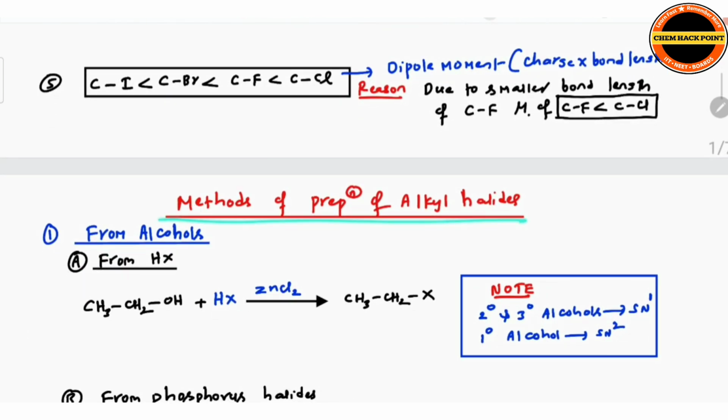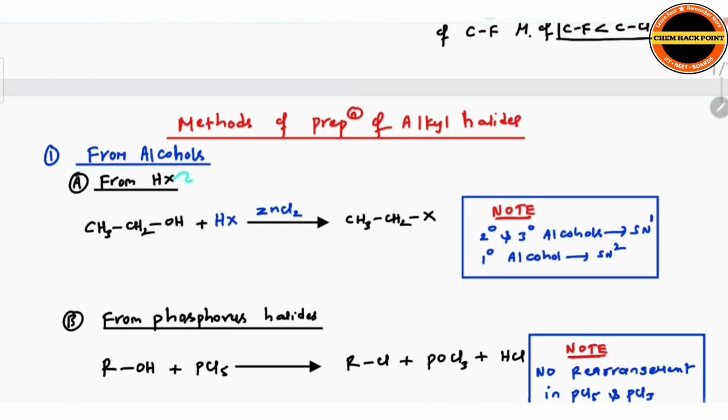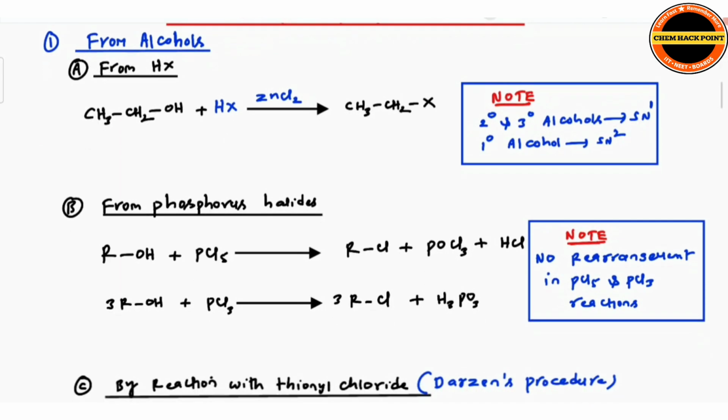Methods of preparation of alkyl halides. From alcohols, HX. Alcohol reacting with HX forms alkyl halide. Remember, secondary and tertiary alcohols will show SN1. Primary alcohol is preferred with SN2. See the SN1 SN2 dedicated video, the previous video. Properly go through SN1 SN2. Separately I made a video based on SN1 SN2 because it is a high weightage topic.